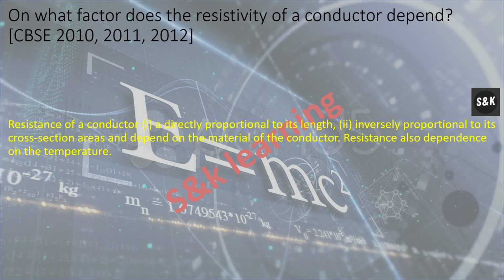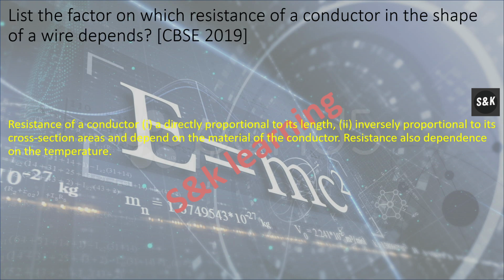On what factors does the resistance of a conductor depend? The resistance of a conductor is directly proportional to its length and inversely proportional to its cross-sectional area, and depends on the material of the conductor. Resistance also depends on the temperature. List the factors on which the resistance of a conductor in the shape of a wire depends.